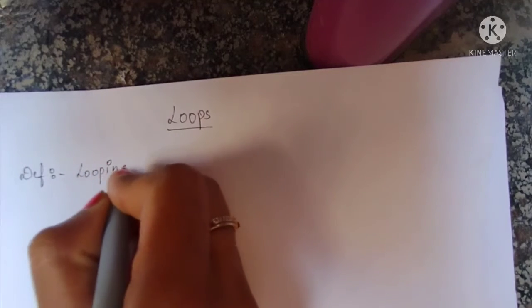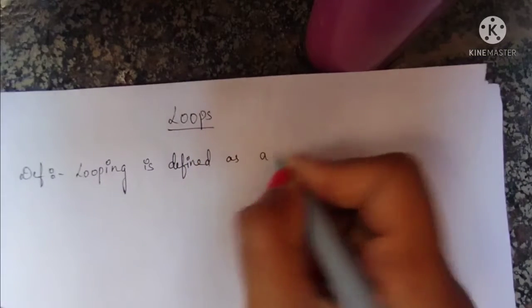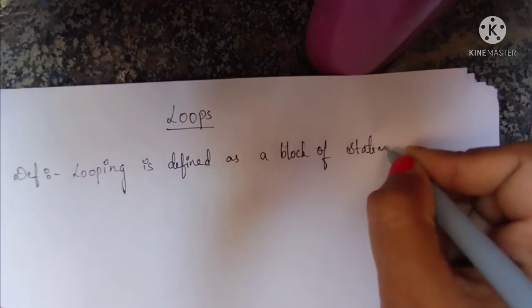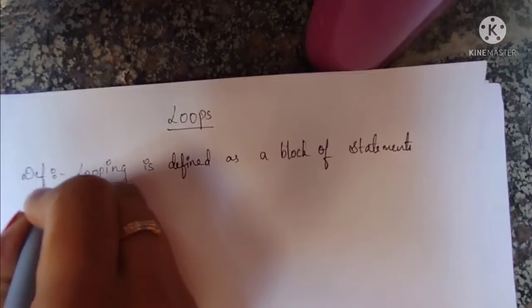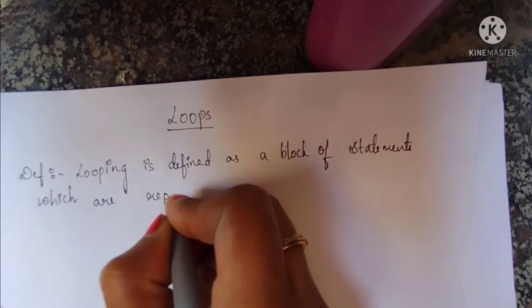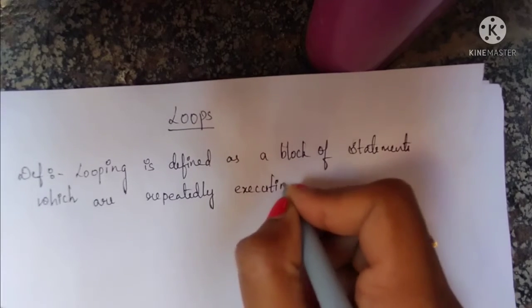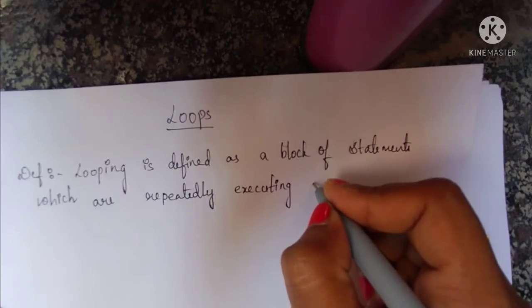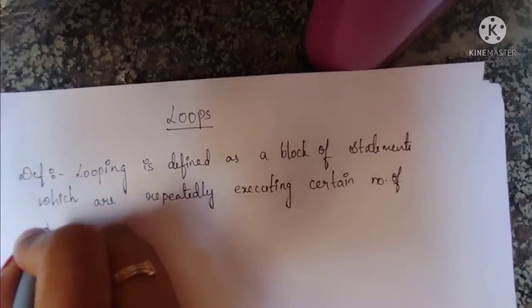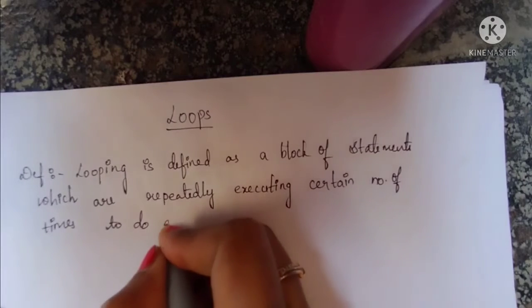Looping is defined as a block of statements which are repeatedly executing a certain number of times to do a specific task.